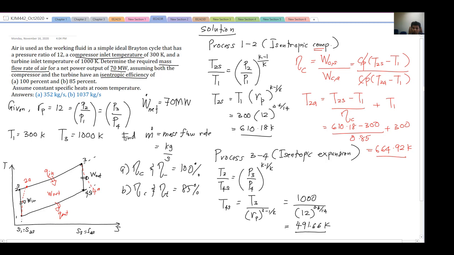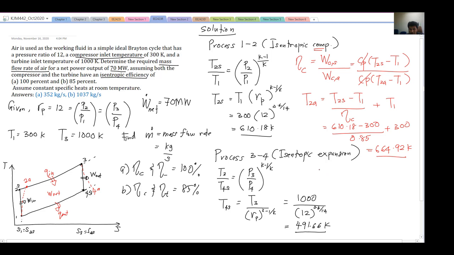Okay, 100% means that no such pressure drop is considered in this particular cycle. So that is for the compressor. The same goes for the turbine.